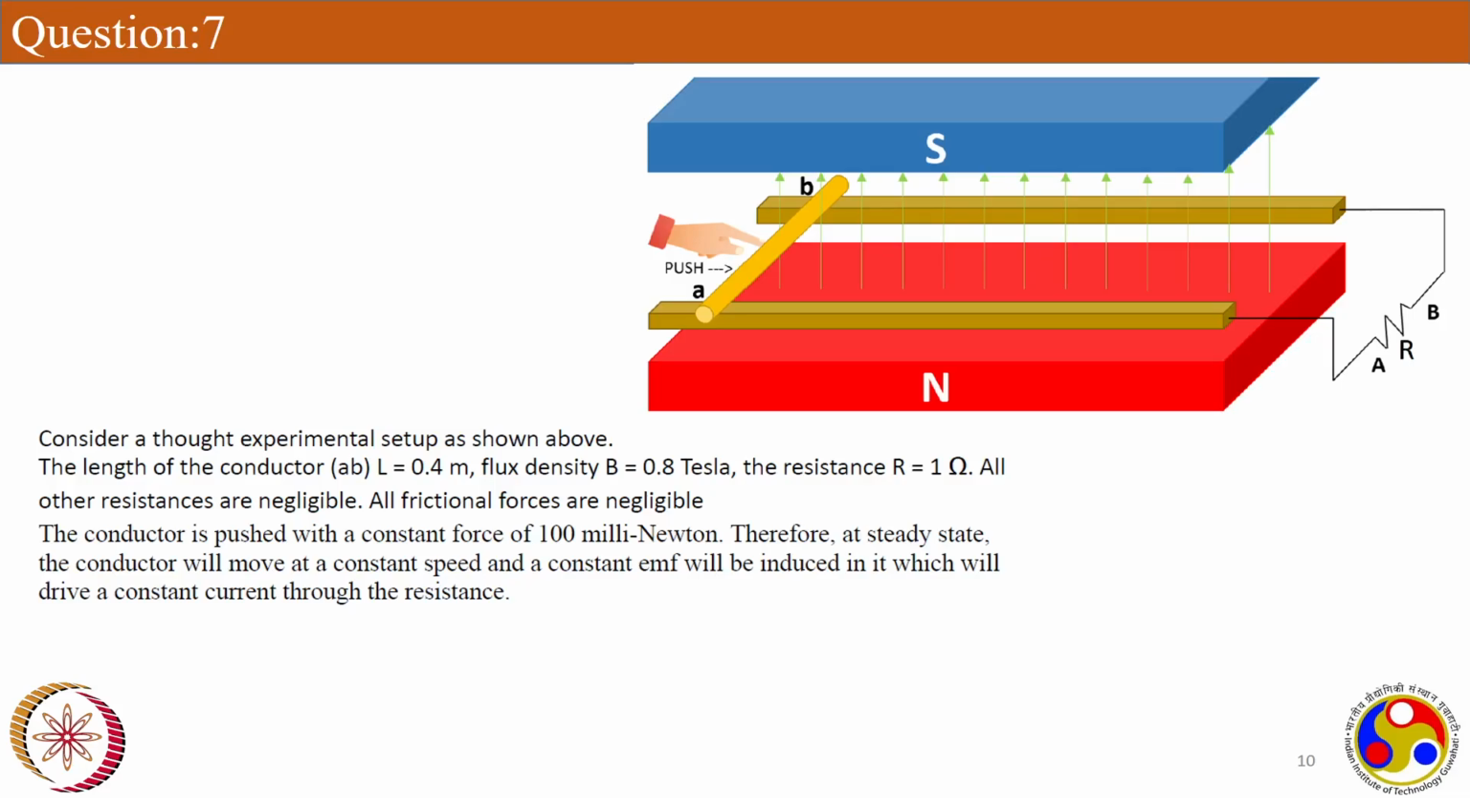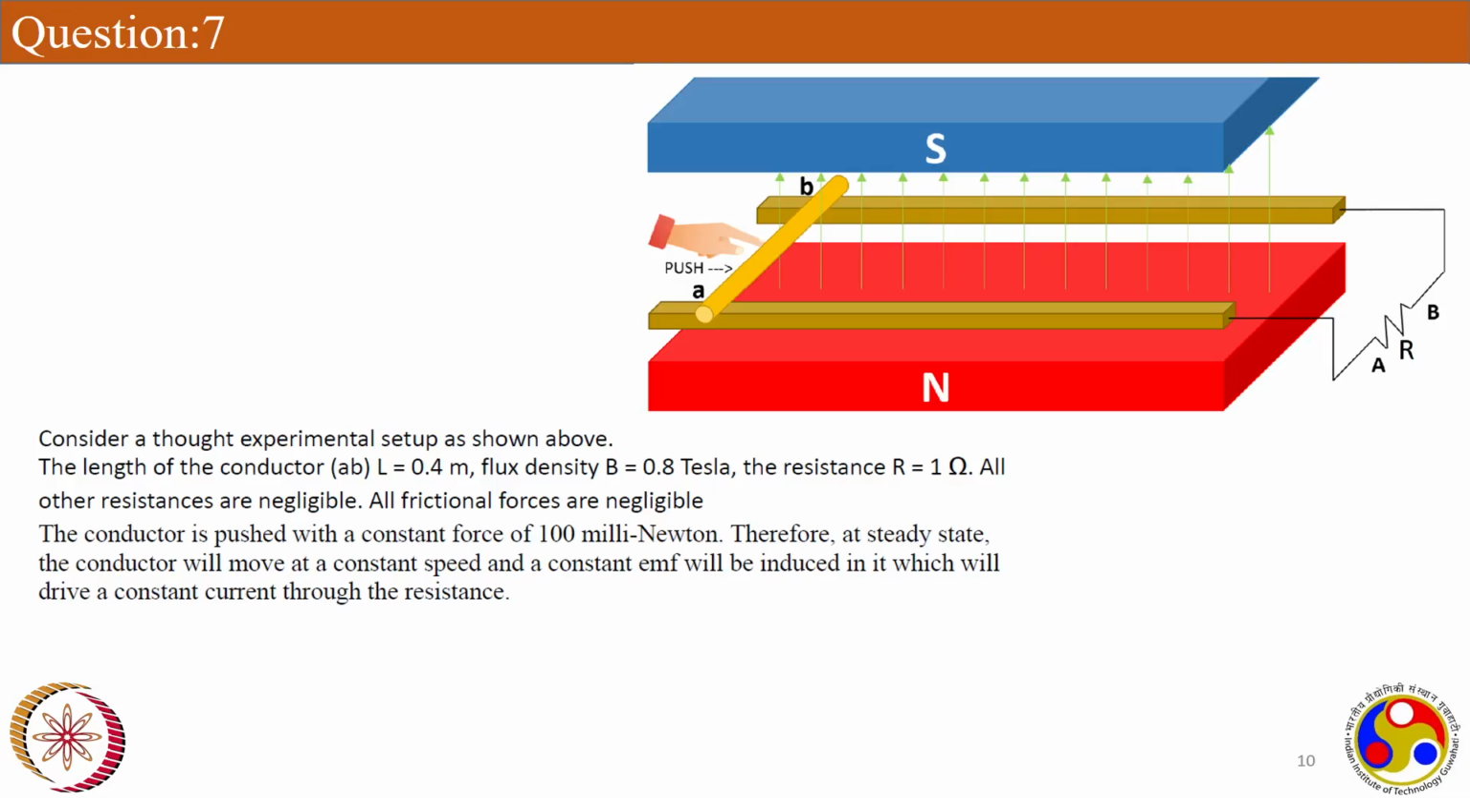Now, what else is given? All frictional forces are negligible. There is no friction between the rails and the conductor. Smooth surface, and there is no resistance between the surface and the conductor. And now the conductor is pushed with a constant force of 100 millinewtons. Now, the value of the force with which we are pushing the conductor is also given. Therefore, at steady state, the conductor will move at a constant speed and a constant EMF will be induced in it, which will drive a constant current through the resistance.